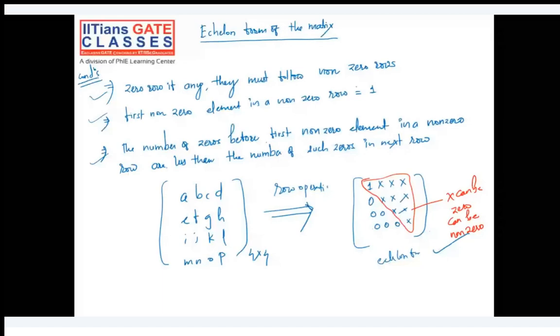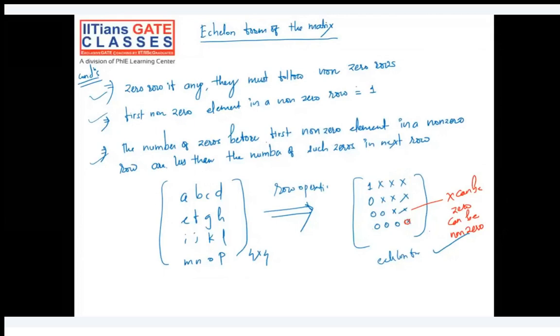Second: the first non-zero element in a non-zero row is 1. So this is a non-zero row, so the first element has to be 1. This is also a non-zero row, the first element has to be 1. The third is also a non-zero row, the first element has to be 1. If it is a zero row, that's fine. But if these x values are non-zero, then the first non-zero element in the non-zero row is 1. This is the standard definition.